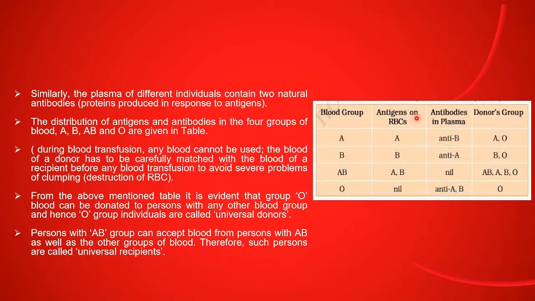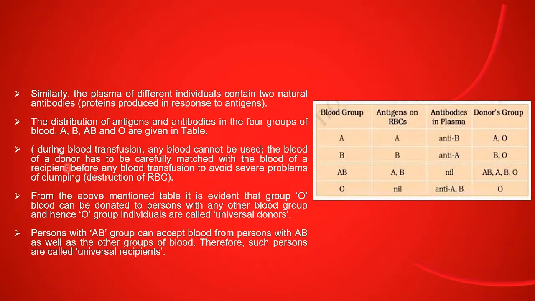If the antigen on the RBC is A, the blood group is A. If the antigen is B, the blood group is B. If the antigens present on the surface of the RBC are A and B both, the blood group is AB. And if no antigen is present on the RBC surface, then it is the O blood group. Same way for antibodies. Now we will see what the antibodies are. Here is the distribution of antigens and antibodies in the four groups. These are the antibodies, and they are formed in response to the antigens.